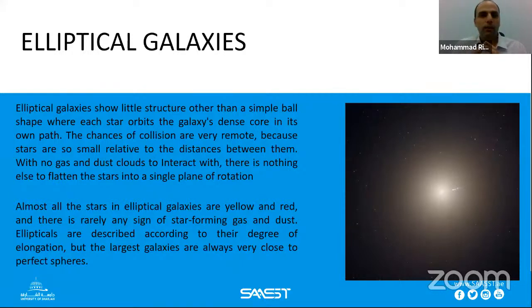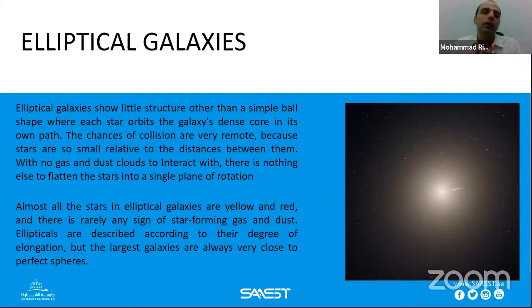With no gas and dust clouds to interact with, there is no feature. This kind of galaxy is a featureless galaxy. So you cannot figure out any clouds, gas and dust clusters, and so on. It looks like only a nucleus, a very large galactic nucleus, and that's all. Almost this kind of galaxy contains yellow and red stars, like the core, the majority of the spiral's core. And there is no gas and dust formation, as we said.